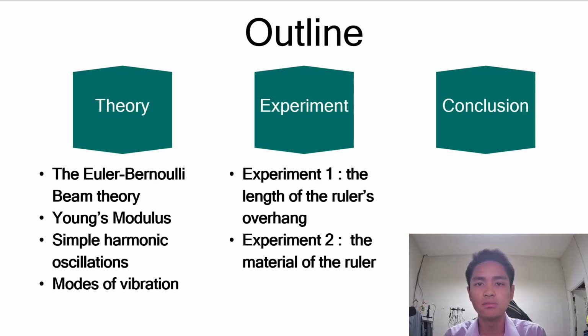Now, for the presentation, we're going to be dividing the presentation into three parts: the theory, the experiment, and the conclusion. As you can see, the experiment is divided into two parts. With experiment 1, we're going to change the ruler's overhang length, and experiment 2, we're going to change the material of the ruler.